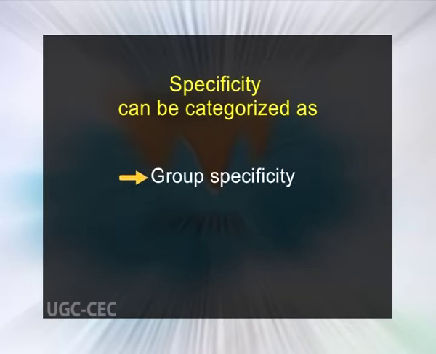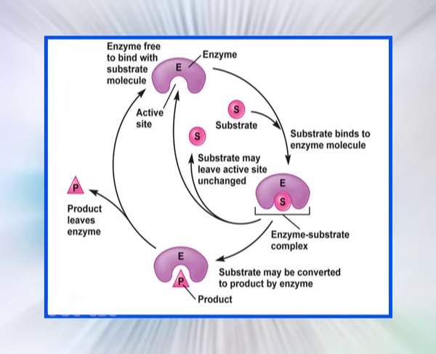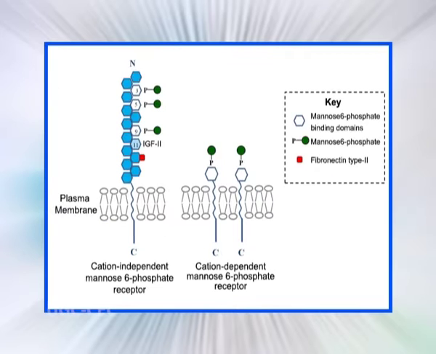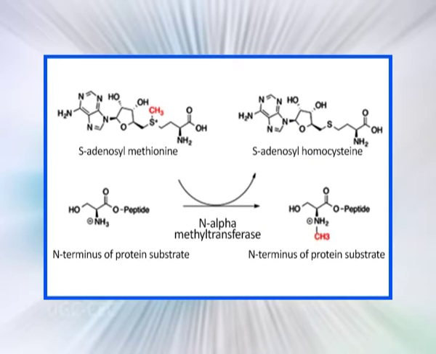In general, specificity can be categorized as, first, group specificity. In this type, a general group of compounds may serve as substrate. The enzyme will act only on molecules that have specific functional groups such as amino, phosphate, and methyl groups. For example, carboxypeptidases, pepsin, aminopeptidases, and hexokinases.